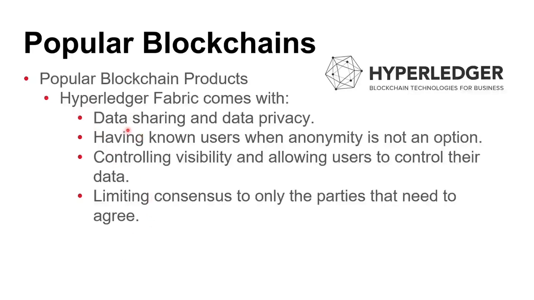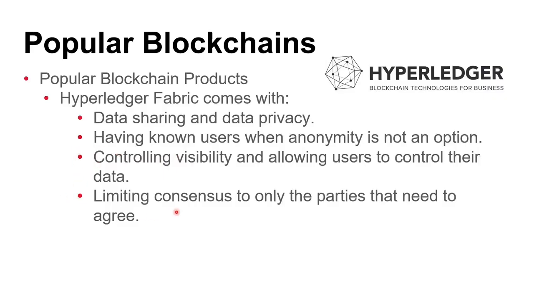And in Hyperledger Fabric, data sharing and data privacy are all built into Fabric. Having known users with anonymity is not an option on a private blockchain. Controlling visibility and allowing users to control their data. That is what business needs.